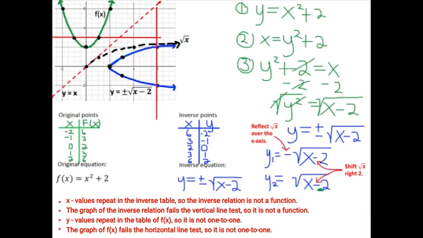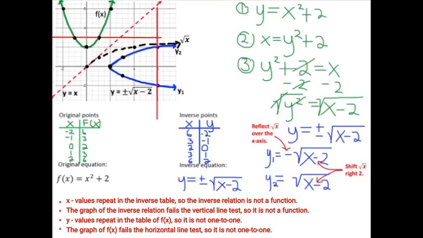And that's just a shift right of 2 of our square root of x. So you can see if we have that here, it's just moving over 2 to the right, and we have y2 right here. And I can go ahead and write that down for you. Now notice here that y2 is a function and y1 is a function. Just when you put them together, that's not a function.